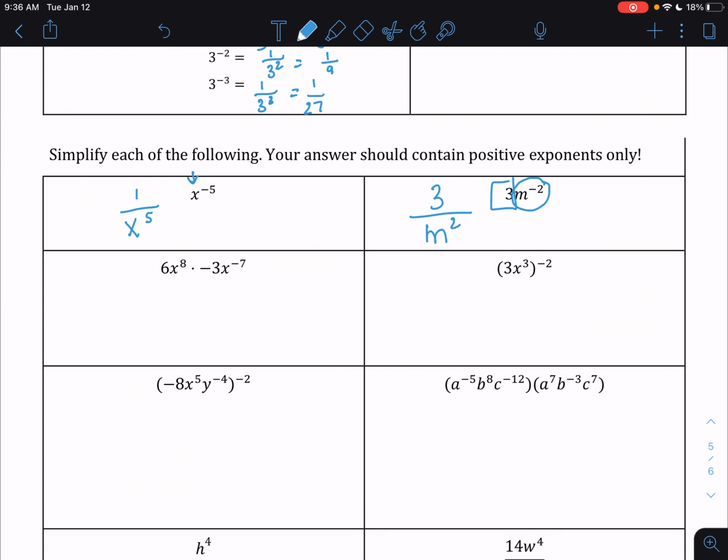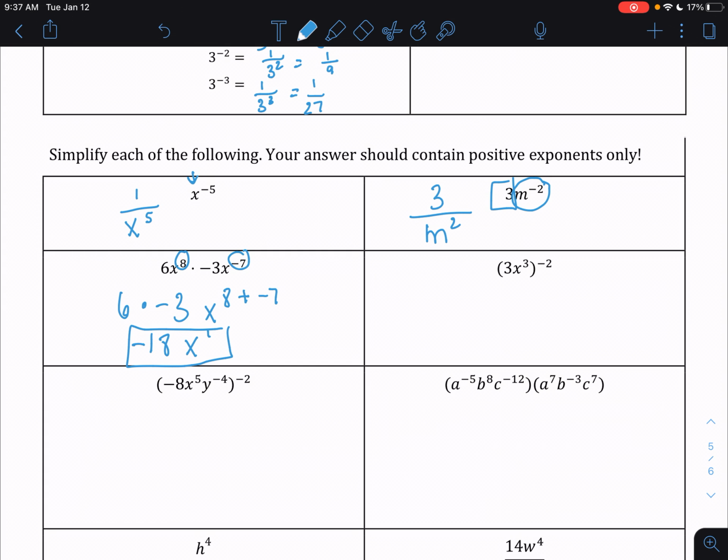We have 6 times x to the 8th times negative 3x to the negative 7th. So here we're going to be combining our other rules as well, along with our negative exponent rule, right? So first, what we always do is just multiply the regular numbers. That's the coefficients, or the numbers in front. So 6 times negative 3. And then we have x to the 8th plus negative 7. Remember, when you multiply, you're going to add the exponents. That's the product rule. So you would have negative 18x to the first. And that's our answer.